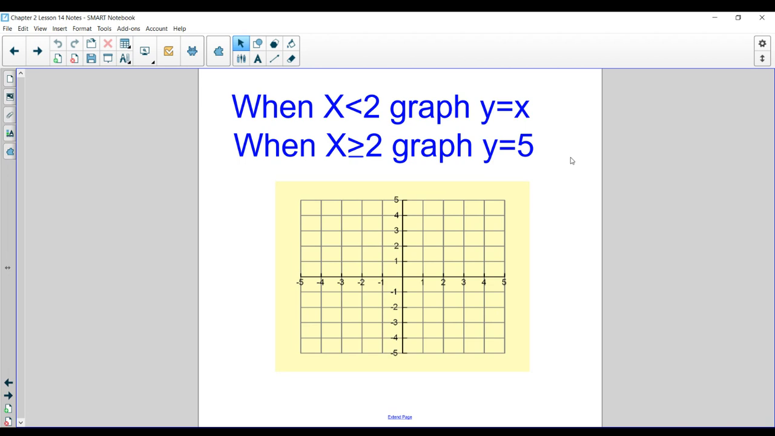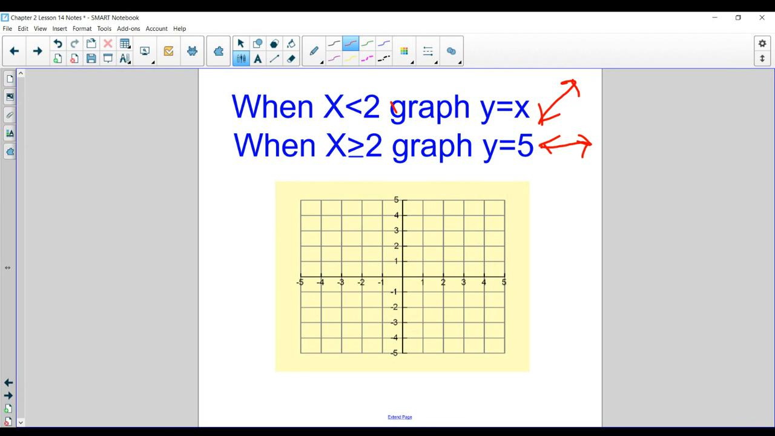So when x is less than 2, graph y is equal to x. When x is greater than or equal to 2, graph y is equal to 5. So first of all, both of these are lines. The equation y is equal to x is a line that goes like that. And the line y equals 5 is a horizontal line that goes across. So the key is where that's at.